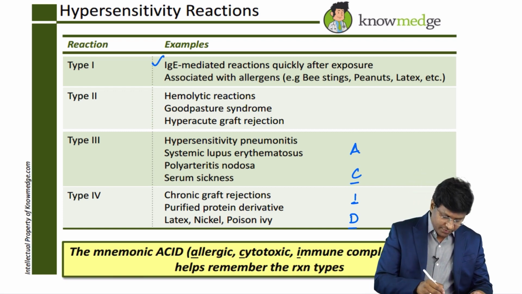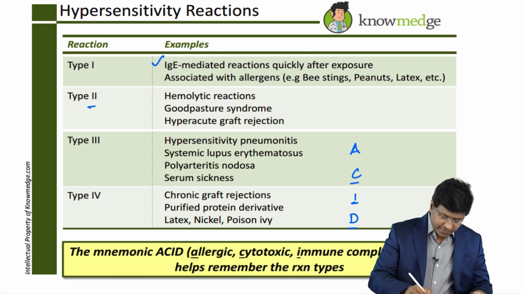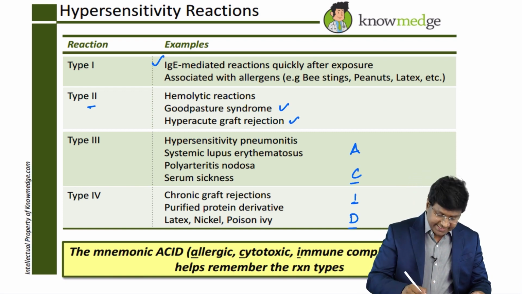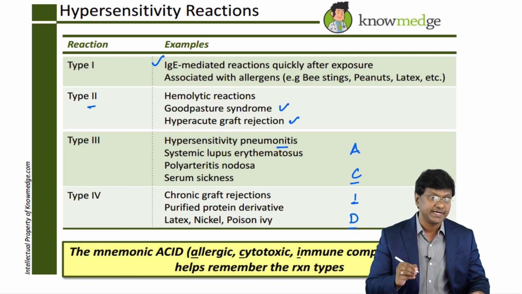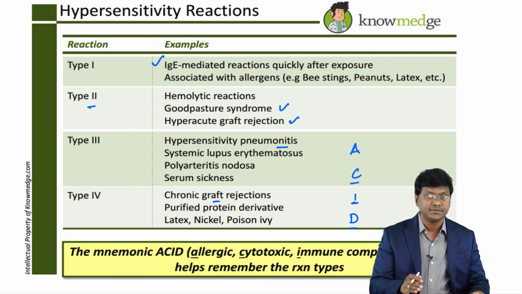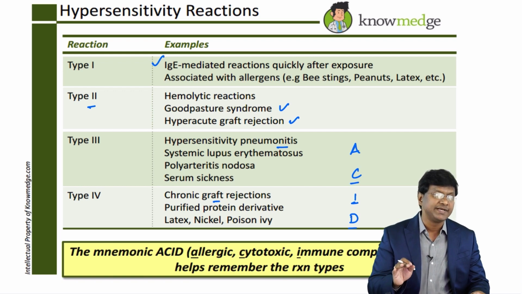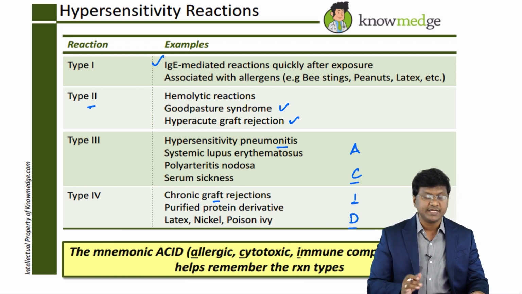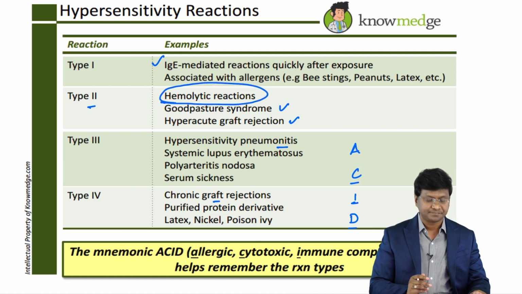allergens. Whereas type 2, it is the hemolytic reactions, Goodpasture syndrome, and then hyperacute graft rejection. Type 3, it is hypersensitivity pneumonitis, SLE, polyarteritis nodosa and serum sickness. Type 4, chronic graft rejection, purified protein derivative reactions, that is the tuberculin test. These are all your type 4 hypersensitivity reactions, right? And the question was asked on the hemolytic reactions.